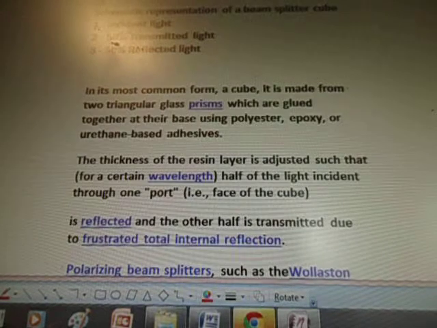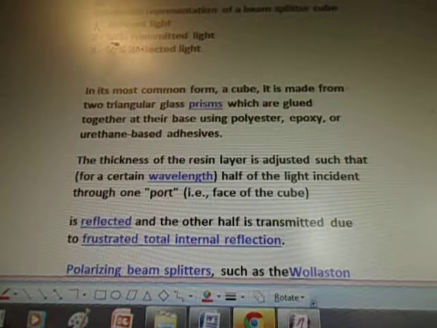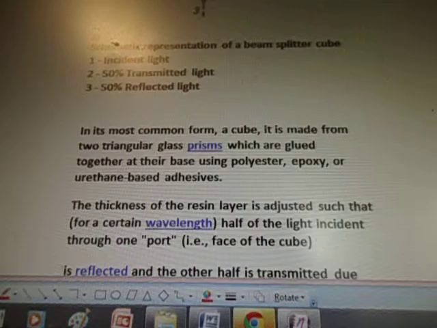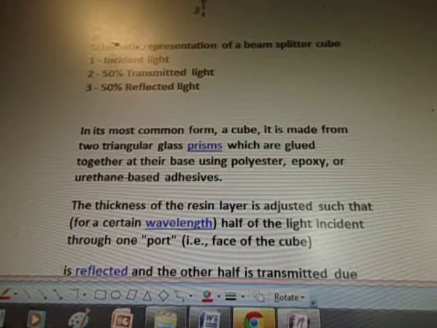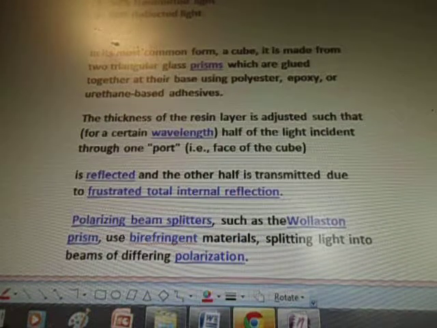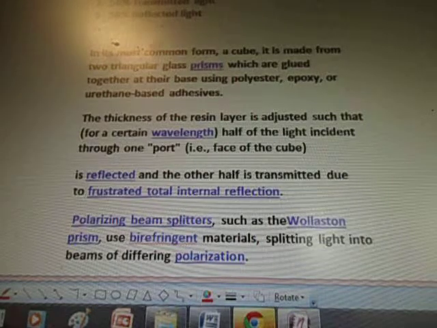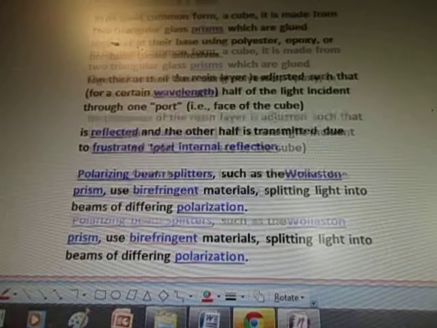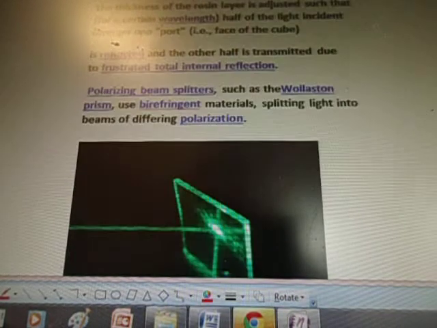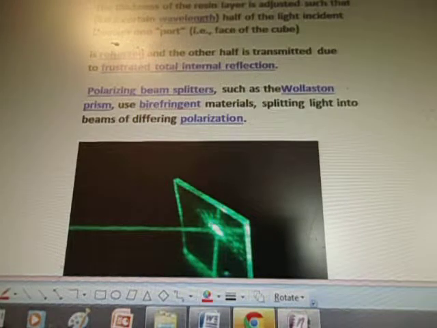In its most common form, a cube, it is made from two triangular glass prisms, which are glued together at their base. So there's the two glass prisms glued at the base. Using polyester, epoxy, or urethane-based adhesives. The thickness of the resin layer is adjusted such that for a certain wavelength, half of the light incident through one port, i.e. face of the cube, is reflected and the other half is transmitted due to frustrated total internal reflection. Polarizing beam splitters, such as Wollaston's prism, use birefringent materials, splitting light into the beams of differing polarization.